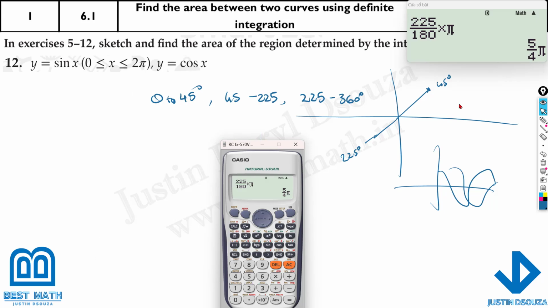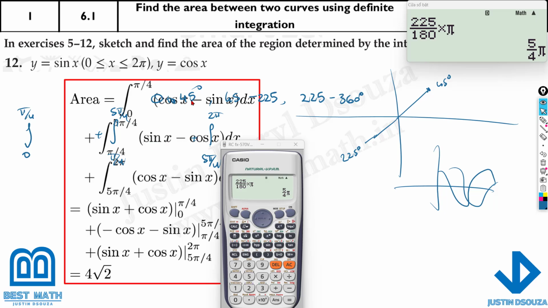I'll just write the intervals. The first will be 0 to pi by 4, plus the next one will be pi by 4 to 5 pi by 4, and then the last one will be 5 pi by 4 to 2 pi, because these are the ending limits. Now one more thing is, whichever is first, it'll keep on alternating. See here, the first one is taken as cos, then sine. So in the next you should take sine, cos, then again cos, sine.